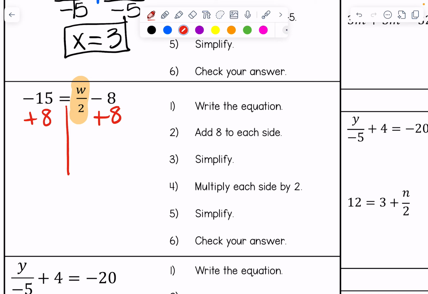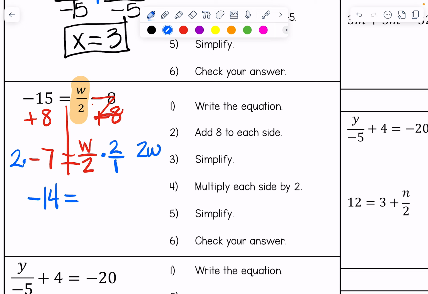So that -8 and +8 zero out. So now I'm just left with w divided by 2. And then on the left-hand side, -15 plus 8 is going to give me -7. So now I'm going to ask myself, what's happening to my variable? Well, w is being divided by 2, so now I need to multiply both sides by 2. 2 times -7 will give me -14. And over here, I have 2w divided by 2, and my 2's will cancel out, leaving me with w. So w is equal to -14.